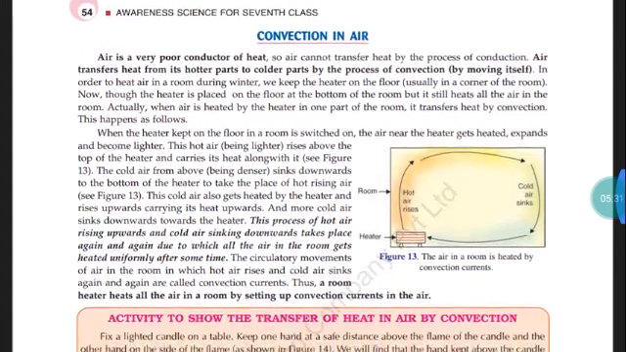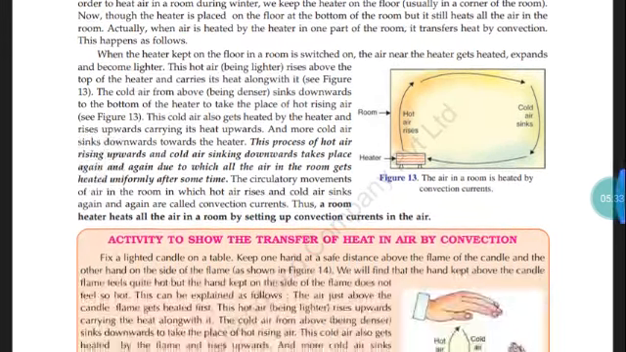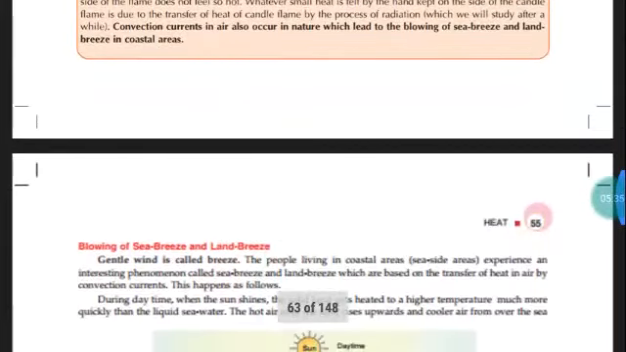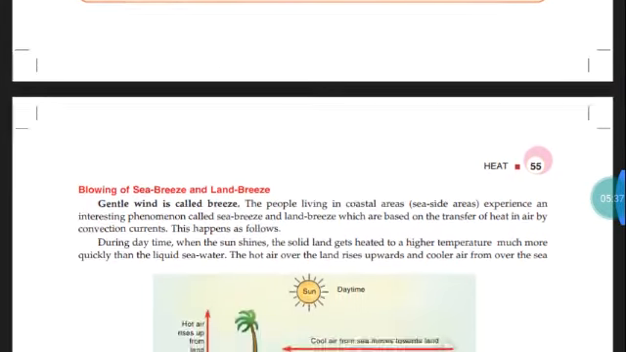Now we will see the example. The best example is what? Do you know? Sea breeze and land breeze.